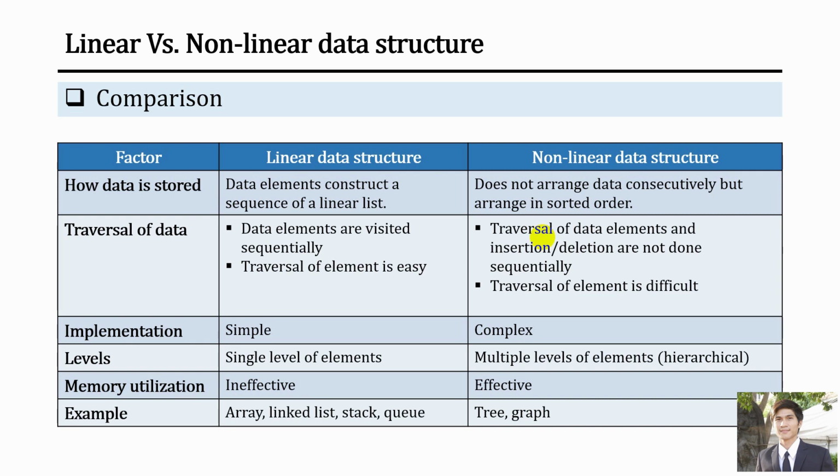Actually, there are pros and cons either way. In the tree and graph, you can access and insert very fast. Comparing to linear data structures, only the hash table allows us to access information quickly. The big O notation is only one, right? Because we use a hash function.